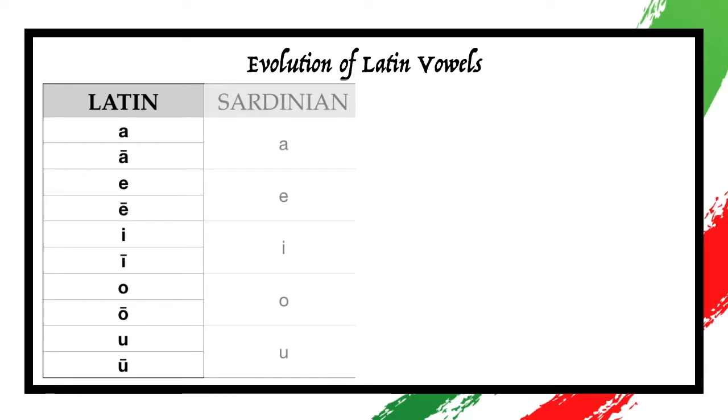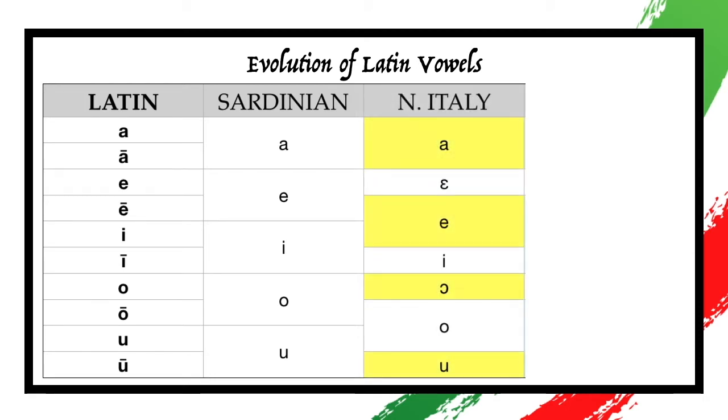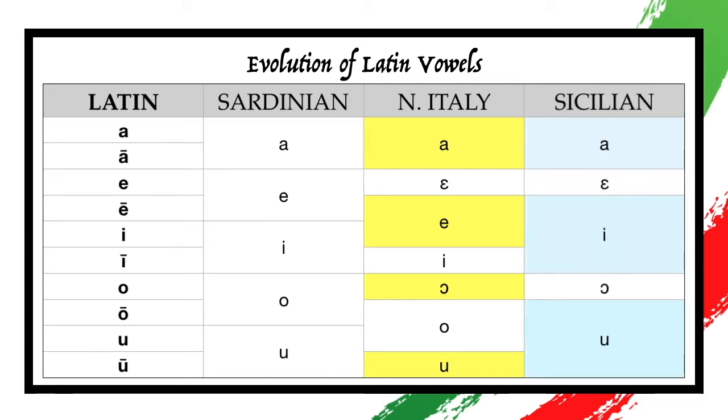In Sardinian, the vowel sounds remained the same, but without phonemic vowel length. In northern Italy, the short E became E, and the long E merged with the short I to give E. Short O became O, and long O merged with short U to give O. In Sicily and the dialects of southern Italy, the vowels merged differently to give five vowel sounds: A, E, I, O, U.